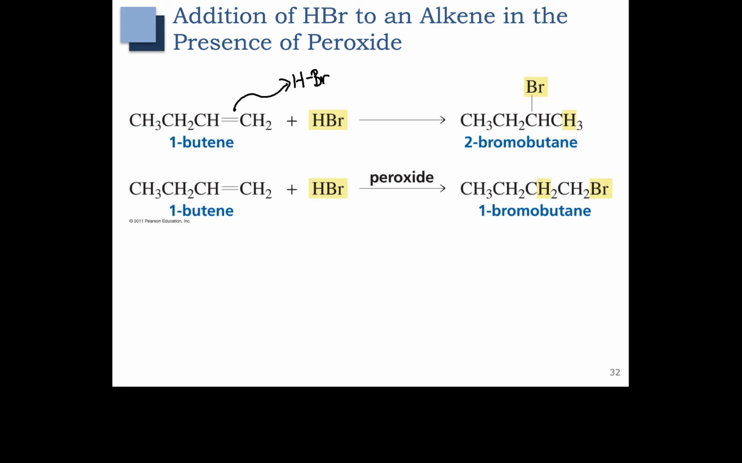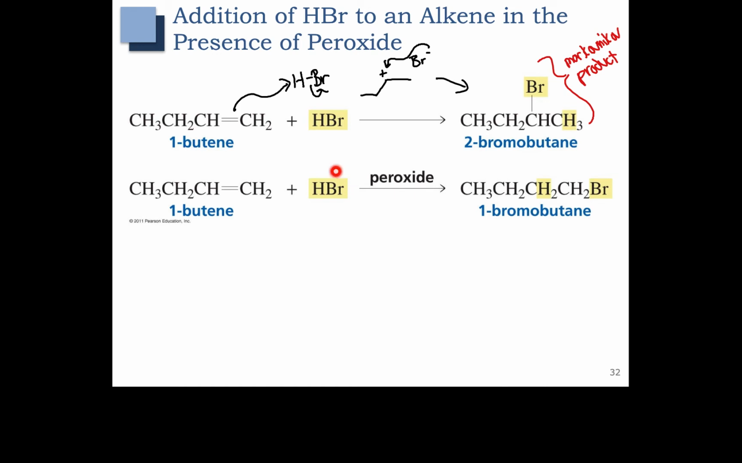Remember, our electrons would go to the hydrogen, and the hydrogen-bromine bond would break. We'd get a carbocation intermediate, and then Br minus would come in to give the product. So this is the Markovnikov product, where the bromine is added to the more substituted position.